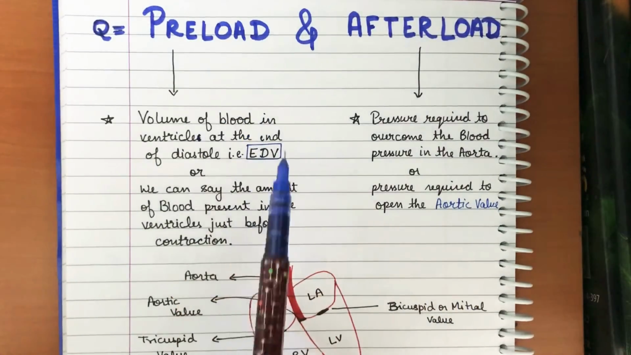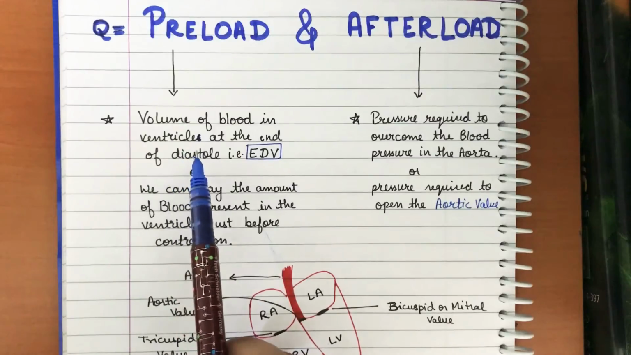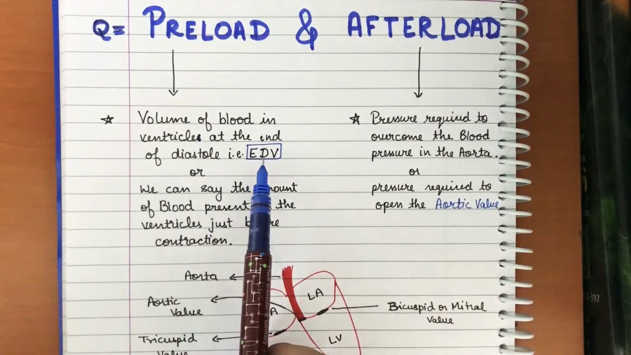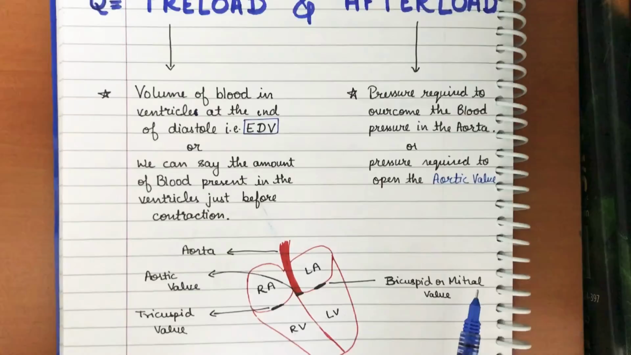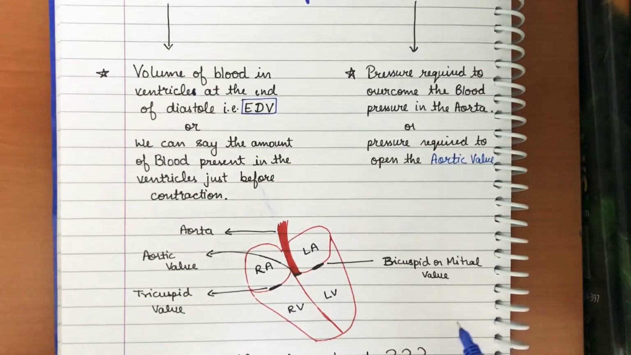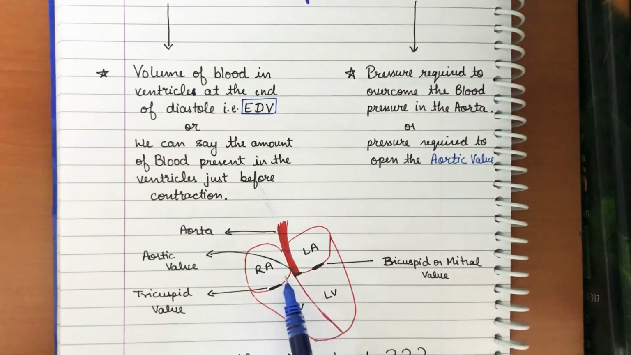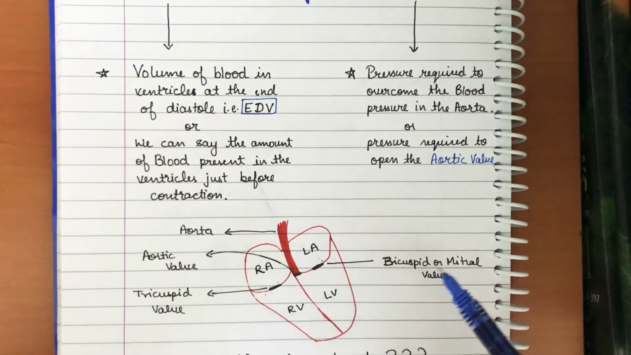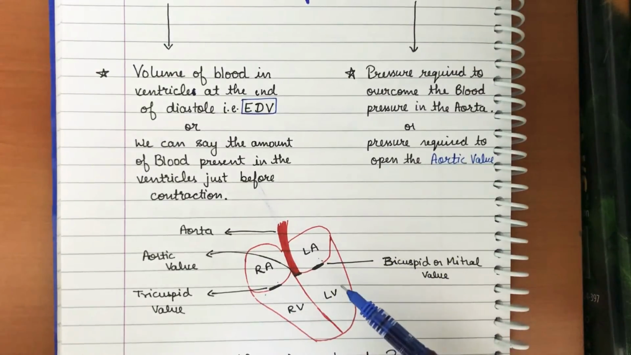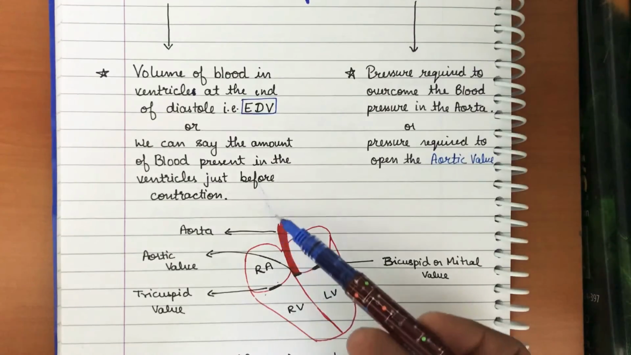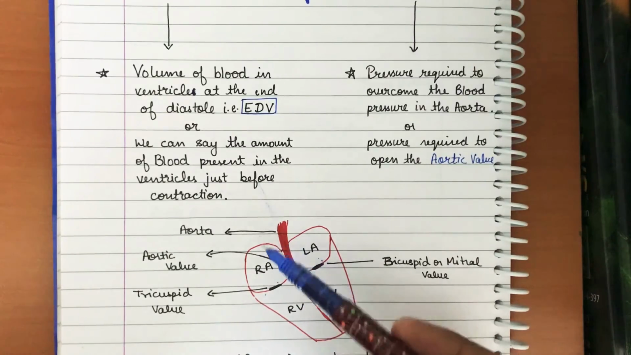So what is preload? Preload is the volume of blood in the ventricle at the end of diastole, that is the end diastolic volume. As we know, our heart has two phases, one is diastole and the other is systole. During diastole, both atria contract and send the blood to the ventricles, or we can say it is the time period during which the ventricles fill with blood, and during systole both ventricles contract and send the blood to the aortic or pulmonary circulation.